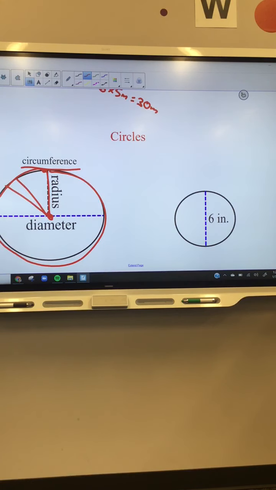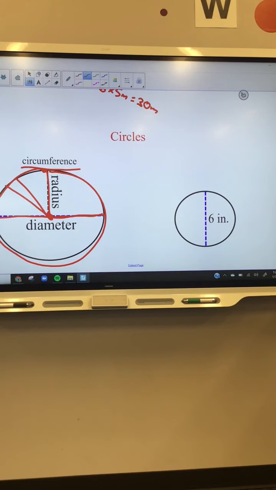Say that with me. Radius. And then if I had a line from the center out to one side, which is a radius, but I actually draw it through the center all the way to the other side, that's the diameter. Say that. Diameter. So we've got the radius, which is half of the diameter, and then all the way around the outside is the circumference. So a couple of vocabulary words that you may or may not be familiar with.